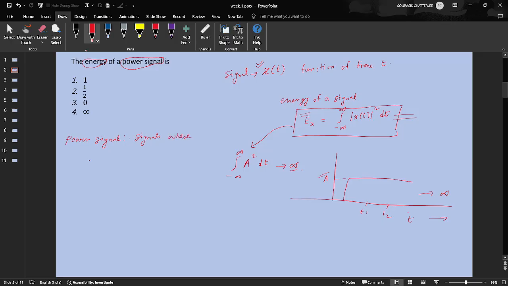whose power is finite. Now the moment I say that, a signal whose power is finite, the immediate question that comes to mind is, how do we compute the power? What do I even mean by that? I have computed the energy of the signal given the expression here. Now what do we mean by power of a signal?